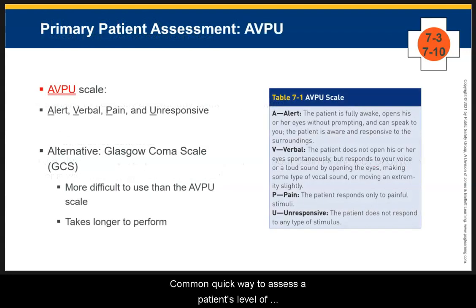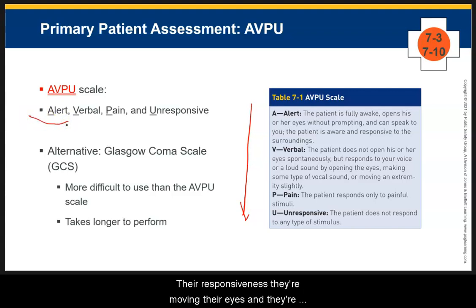Now, the common quick way to assess a patient's level of responsiveness is with the AVPU scale. At the highest level of the scale, a patient is fully alert. They're moving their eyes, and they're aware of their surroundings. If a patient does not open their eyes spontaneously, but they respond to your verbal prompts, we'd say they are V on the AVPU scale, verbal. Sometimes they'll respond only to painful stimuli, such as a trapezius pinch. And if they don't respond to any type of stimulus, they're unresponsive.